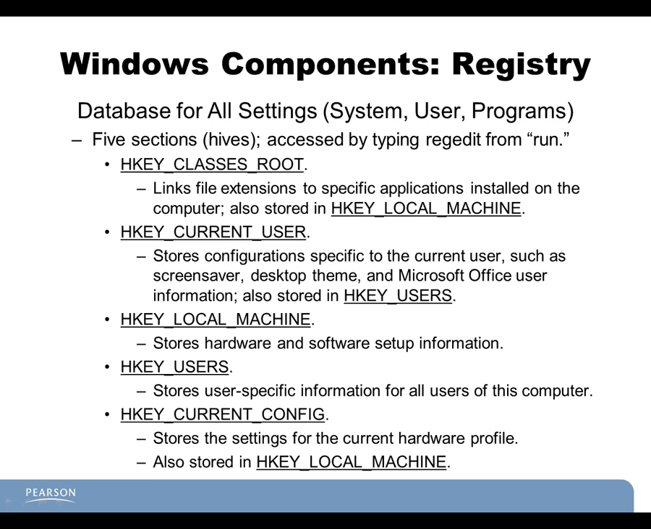Alright, so a very key component to Windows is the registry. And the registry in Windows is basically all of the settings. It's kind of a database that has all of the settings on the computer. And it's divided up into 5 sections, and each of these sections is called a hive. And the way that you get to the registry editor is to run regedit from the run command.